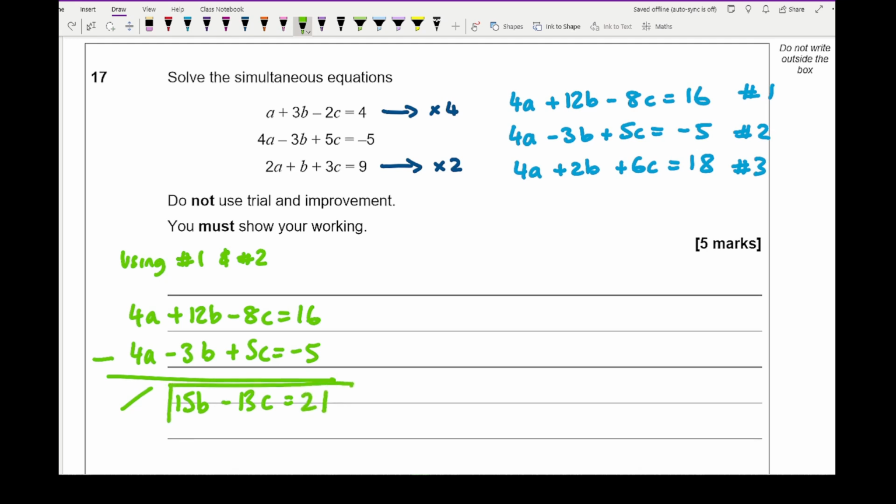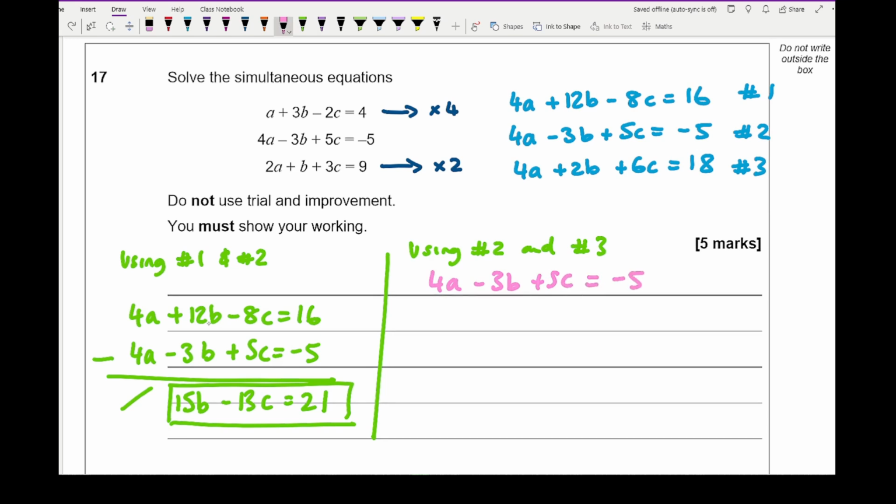So that there is one of my equations to use. Then using 2 and 3, I end up with, let's use a different colour, I've got 4a minus 3b plus 5c equals minus 5, and I've got 4a plus 2b plus 6c equals 18. Now if I take away the two equations again, I eliminate one of the letters, which is what I'm wanting.